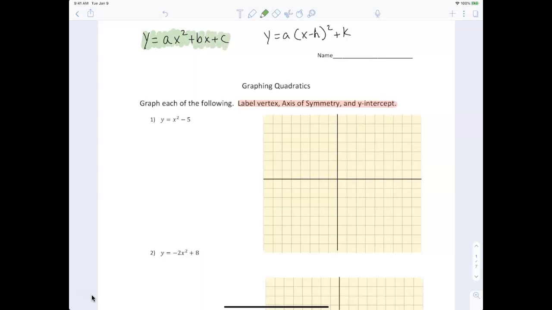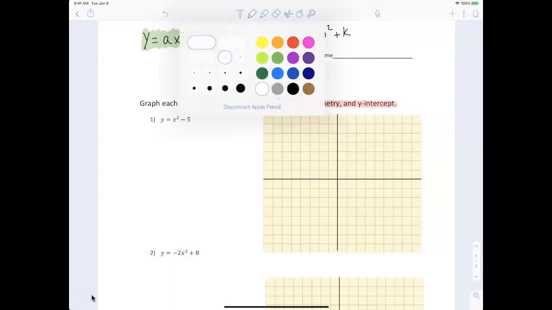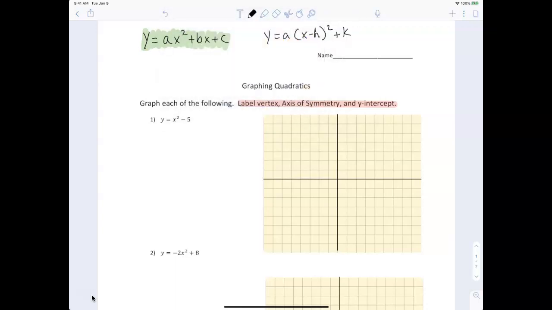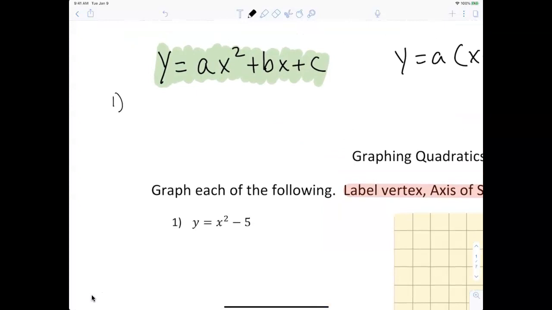Again, I now want to show you how to graph a quadratic that's in standard form. So the first thing I want you to do is note number 1: axis of symmetry. The axis of symmetry is just a formula. It's x equals negative b over 2a. So that's the equation of the axis of symmetry.